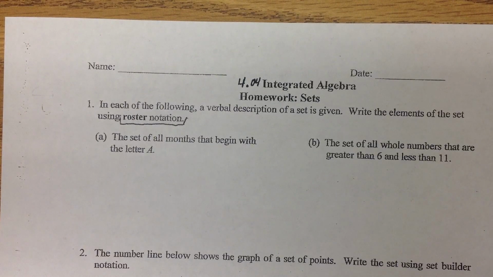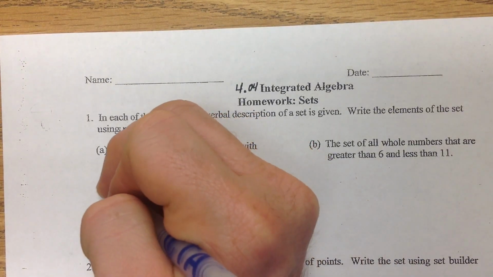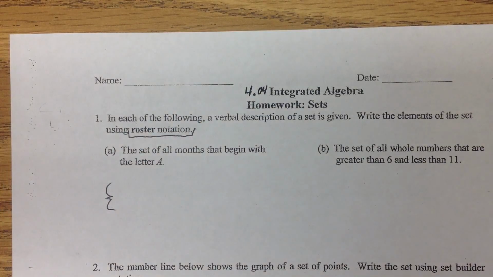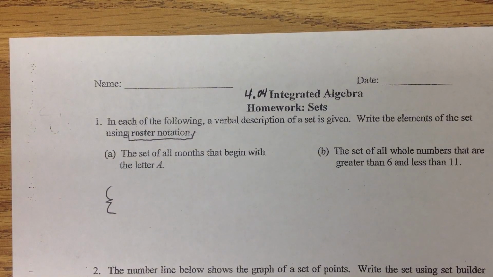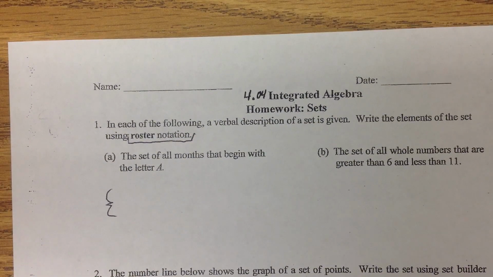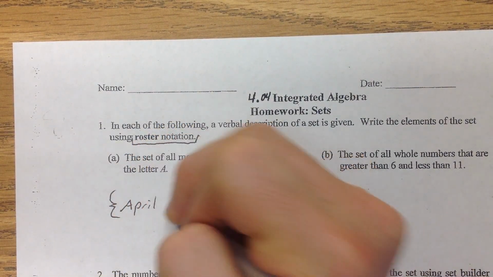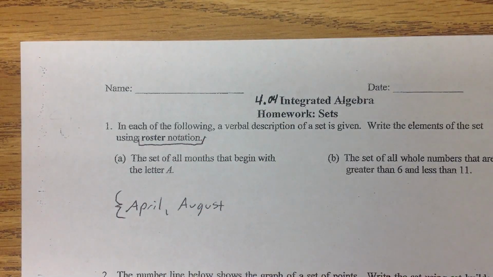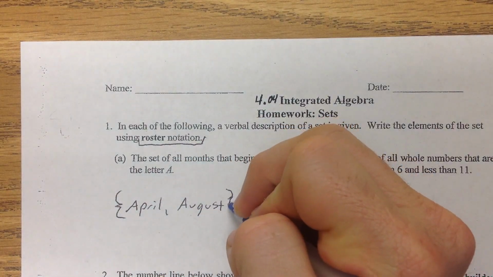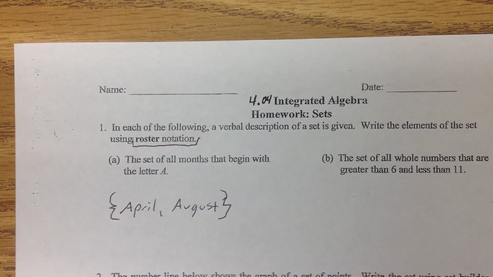So A says the set of all months that begin with the letter A. So what we're going to use is these little fancy braces that we saw in class, and we just list all the months that begin with A. I guess the challenge here is you actually have to know which months begin with A, but April and August. And then we close our braces, and that is our roster notation. It's just a list of our different options.